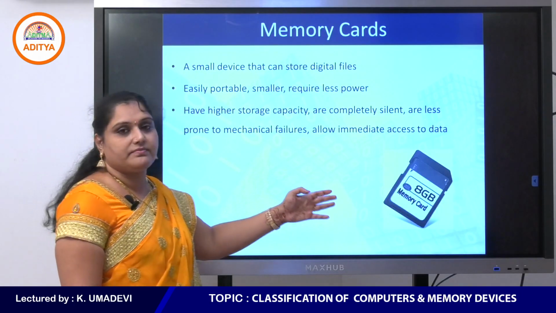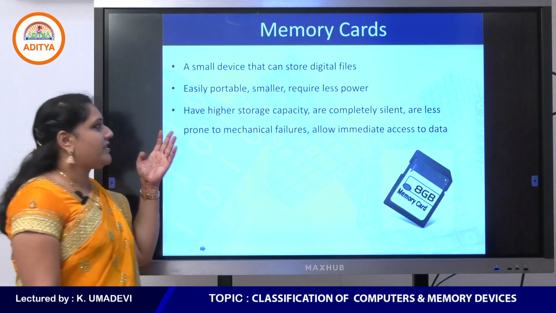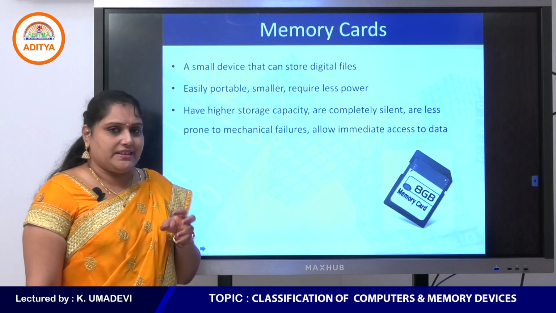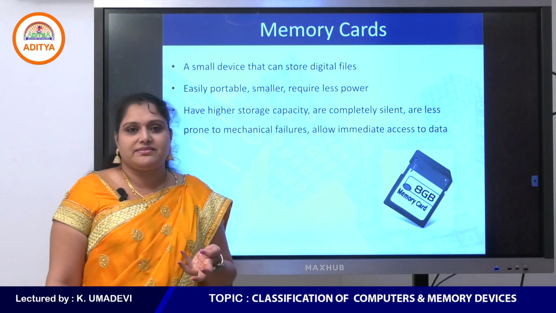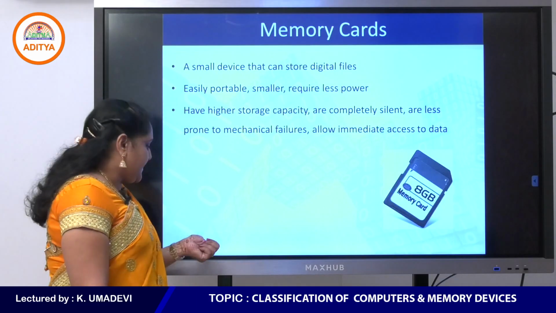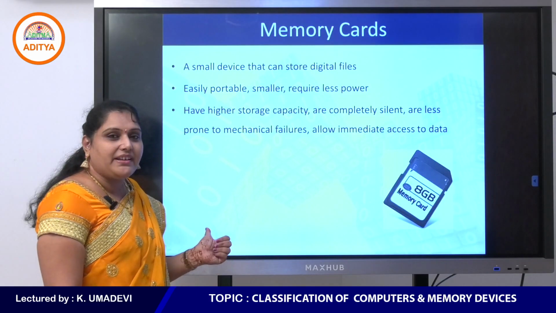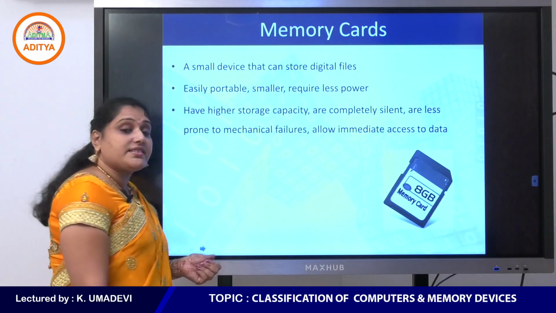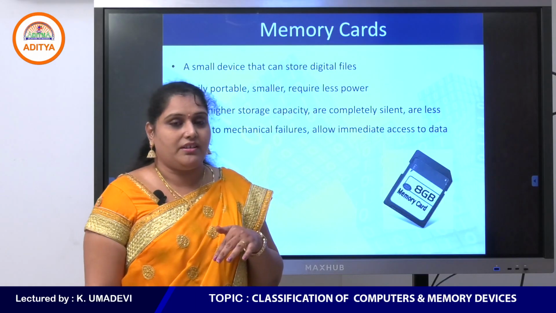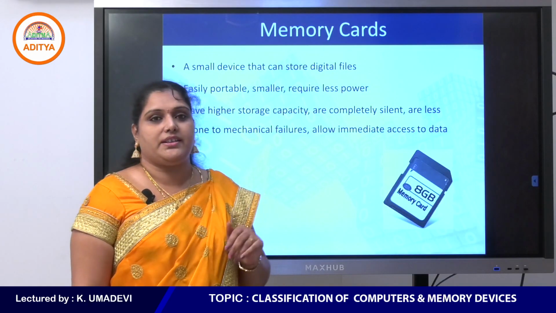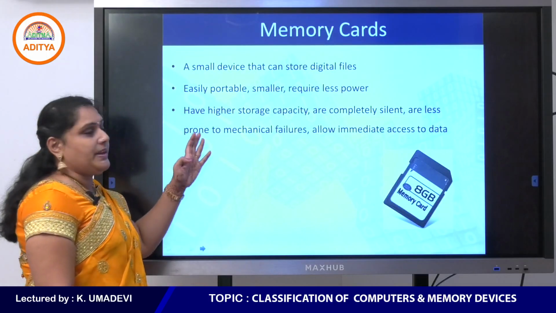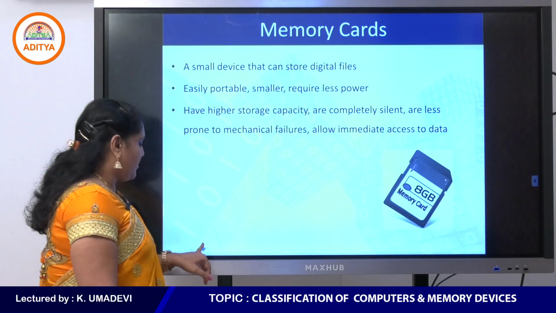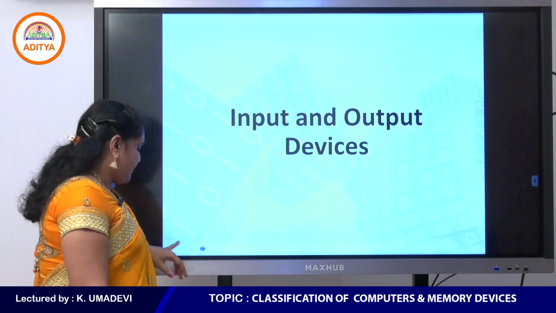So this is a memory card. What is a memory card? A memory card is a small device that can store data permanently, which is used in digital cameras, mobiles, etc. So this is an expandable memory device, like an external hard disk. Nowadays external hard disks are available to store data, expandable like a hard disk. Easily portable, smaller, and requires less power. So these are all different types of memories.